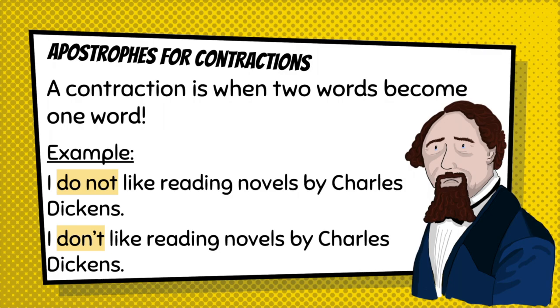So you probably use contractions all the time in your writing, but the really important thing to remember is to include that apostrophe there to show that it's actually two words that have been moved into one word. So do not, the O's been taken away. We've squished the two words together and we've added an apostrophe just to show where that O was before.